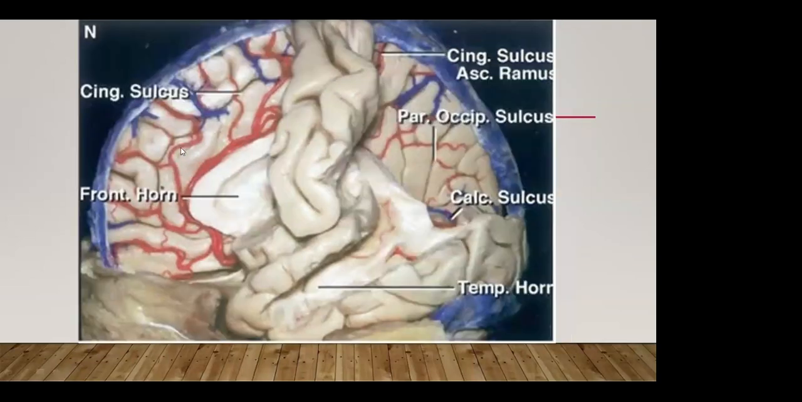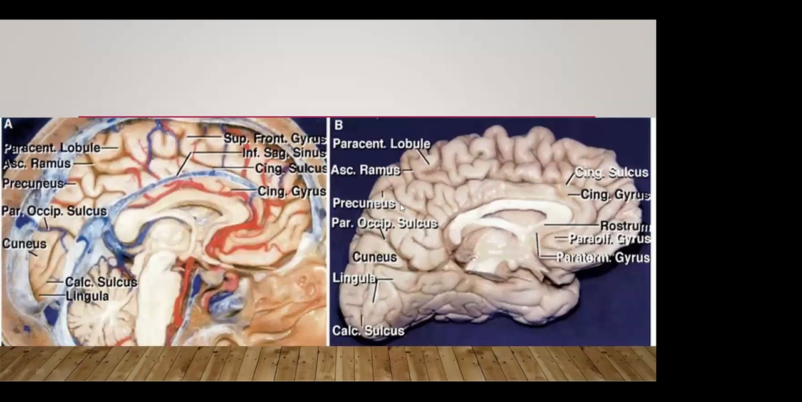And this is a similar picture. Again, we can appreciate here the cingulate sulcus. This is the superior frontal gyrus. This is the cingulum. This is the corpus callosum, and this is the callosal sulcus, which actually houses the pericallosal arteries. Again, like what we discussed previously.